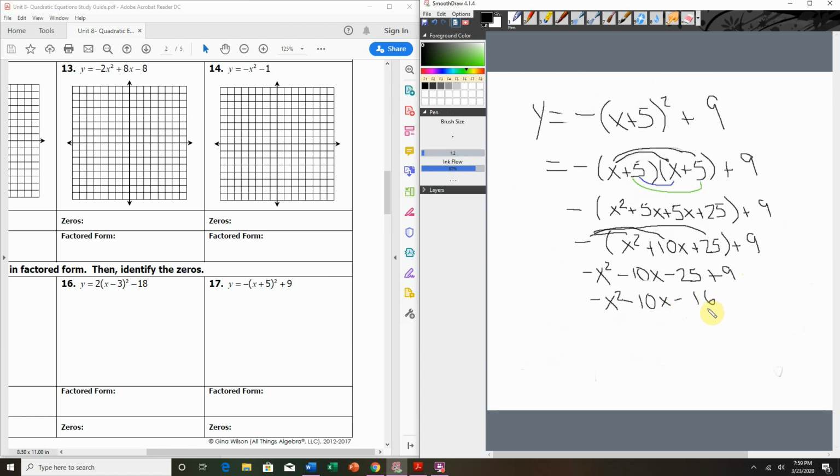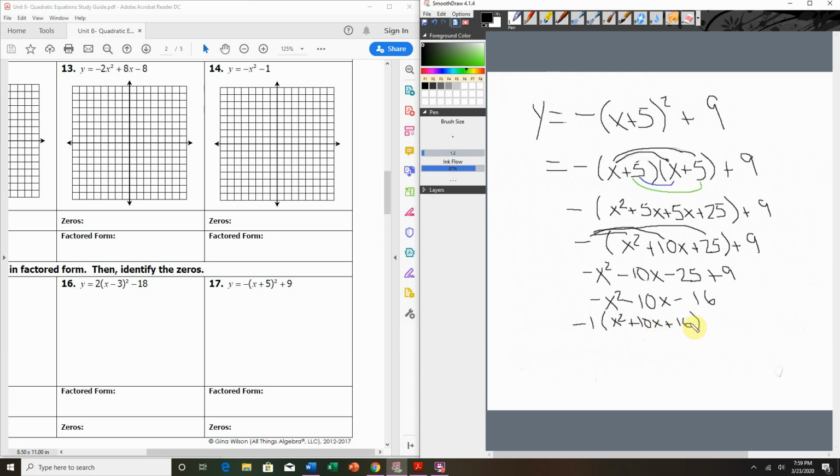So now we have a quadratic we've seen before. So we have minus x squared minus 10x minus 16. Now we have to factor this. But if you notice, there is this negative in front. Looking at this, we have a negative and negative, so for the greatest common factor we could pull out a negative 1. And we have x squared plus 10x plus 16.